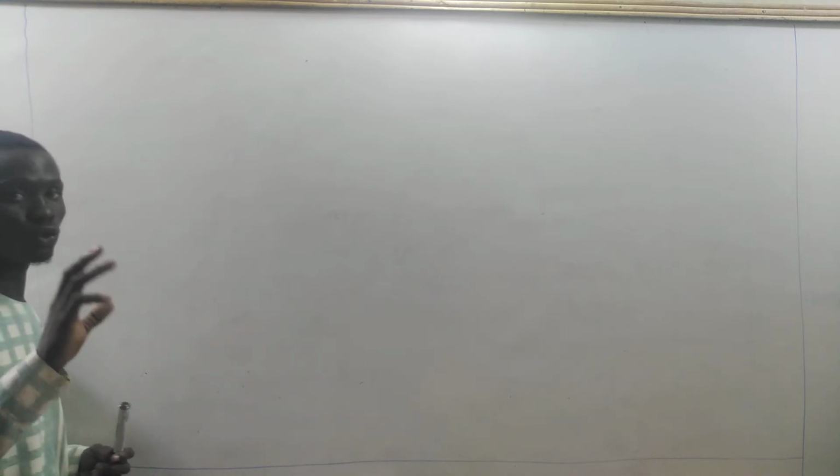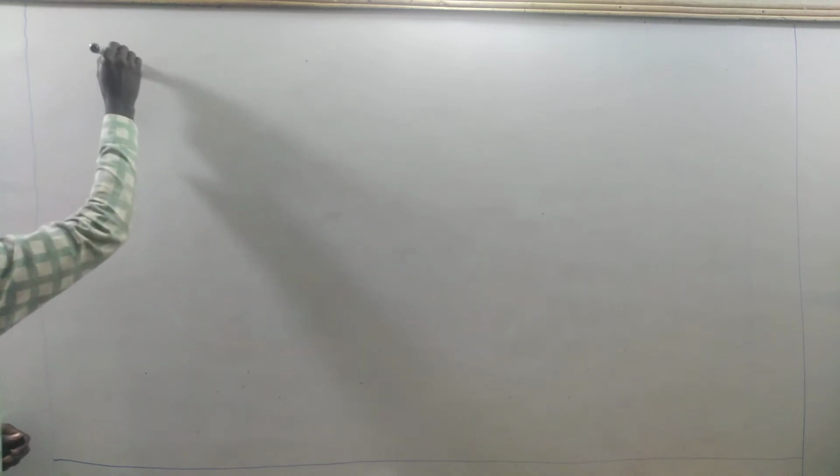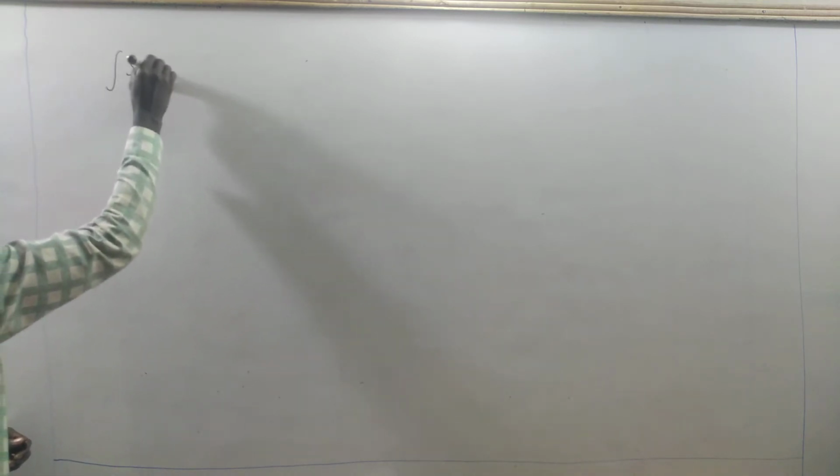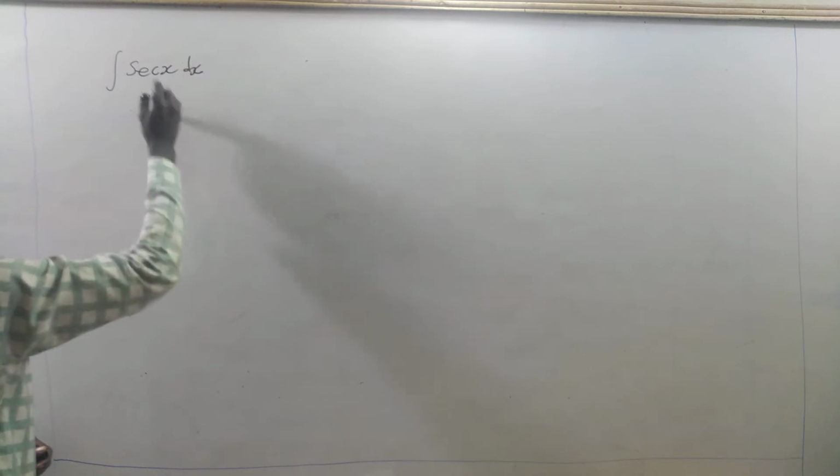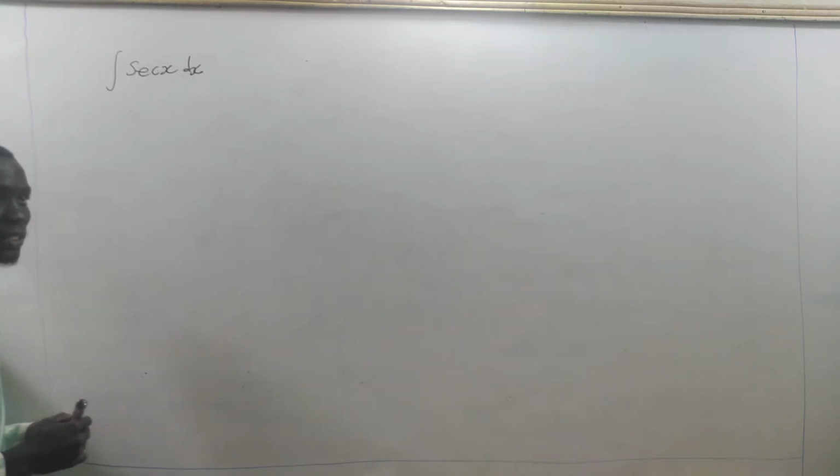Now, let's go to the proof. I'm going to use two approaches. You look at the longest one and then look at the shortest one. I hope both approaches will also reveal more secrets for you. Now let's take the integral of secant x dx. The first approach, I'm going to use the sine substitution.